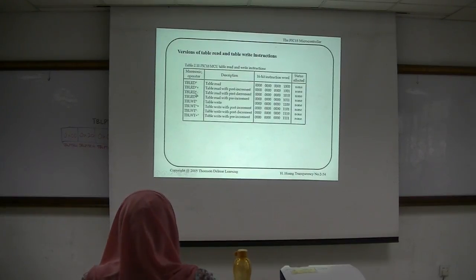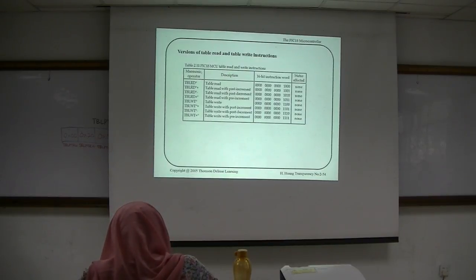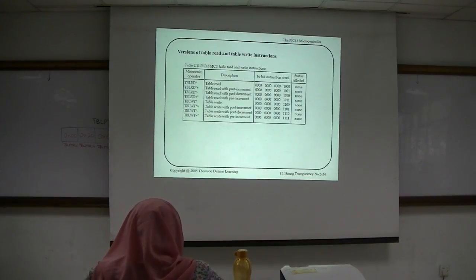Then there's another one, after you read, you decrease. That means the pointer will go up, increase means go down. And then table read with pre-increment. That means you increase first and then you read. The same principle like the FSR. Is it okay? Now the thing is, when you use this instruction, the data will be read.